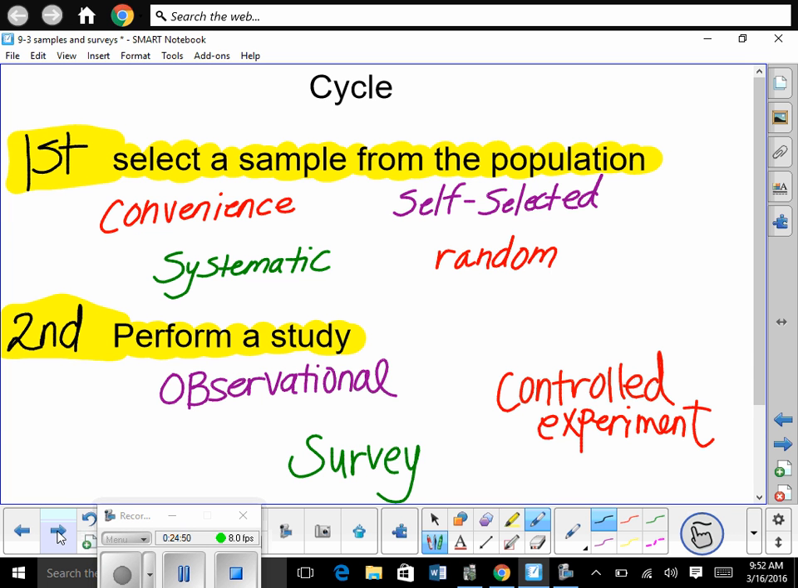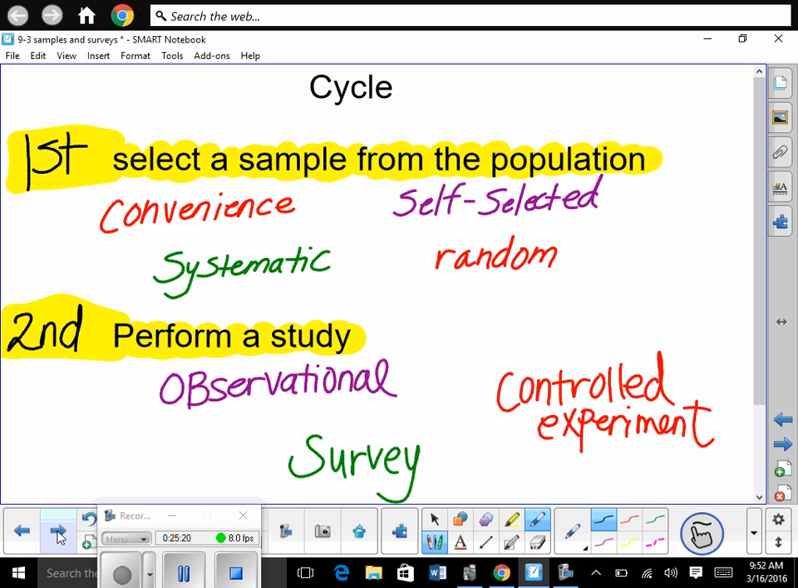Okay. So this is the cycle it happens in. First, you select a sample from the entire population by one of these methods. Second, you perform a study: observational, controlled experiment, or survey. Does everybody understand the cycle? So the first thing you've got to do out of the whole population is pick a sample, by one of these methods, right? Now that you've picked a sample, you've then got to perform a study: observational, survey, or controlled experiment. Is everybody comfortable with that?